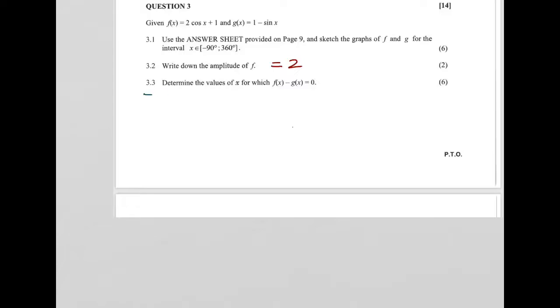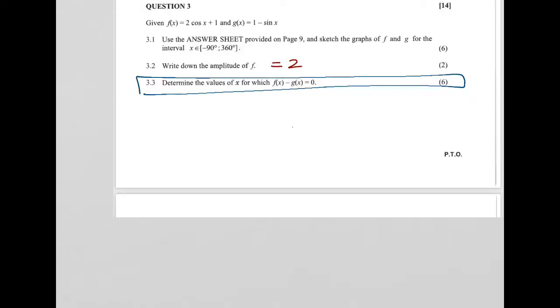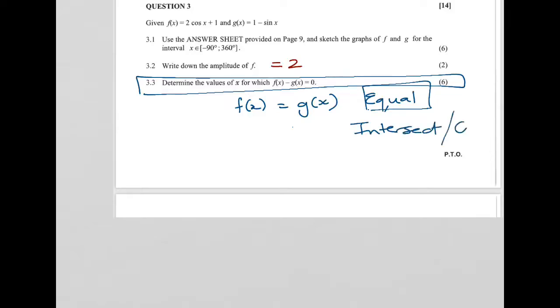All right, the last question here is quite a sneaky question. It's for 6 marks. It says determine the values of x for which f of x is minus g of x equals 0. Now, take the g of x over. It becomes positive. They're asking you, where are your 2 graphs equal to each other? So where do they intersect? Or cross each other.